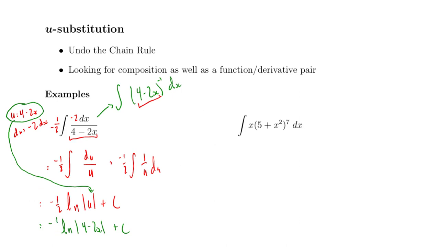Cool. And you can check this by just doing some differentiation. You should notice that you're going to have to do the chain rule on here, which is good, because remember, we're trying to undo the chain rule when we do this anti-differentiation stuff. So that's how that one goes.